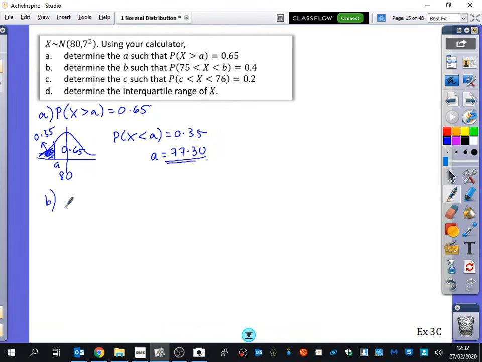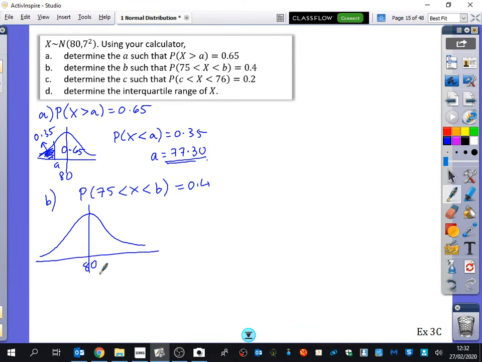Part B. Determine the value of B such that the probability of X being between 75 and B is 0.4. So this is going to be a similar kind of idea. Draw a diagram. We know that 80 goes in the middle, and we want it to be between 75 and B. So I don't really know where B is going to go. We want this to be 0.4.